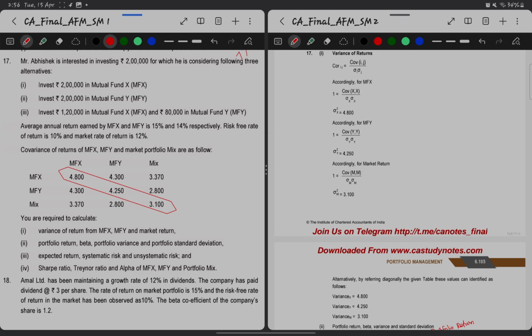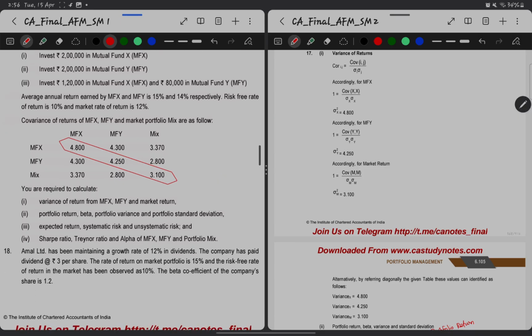Now the average annual returns of MFX and MFY are given as 15% and 14%, and the risk-free return is 10% and the market return is 12%. So the risk premium will be 12 minus 10%, 2%, multiplied by the beta. Now the covariance of returns of MFX, MFY and the market portfolio, named as Mix, are given in a covariance table.